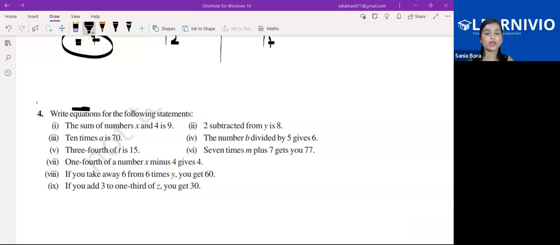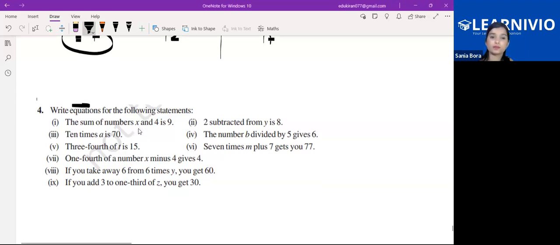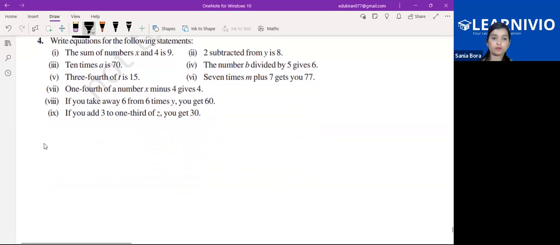So first one, Hepzibah. X plus 4 equals 9. Okay, x plus 4 equals 9. Everybody got this? Or anyone who got something else? Ma'am, could you repeat that? X plus 4 equals 9. Yes, ma'am. Right? Okay.